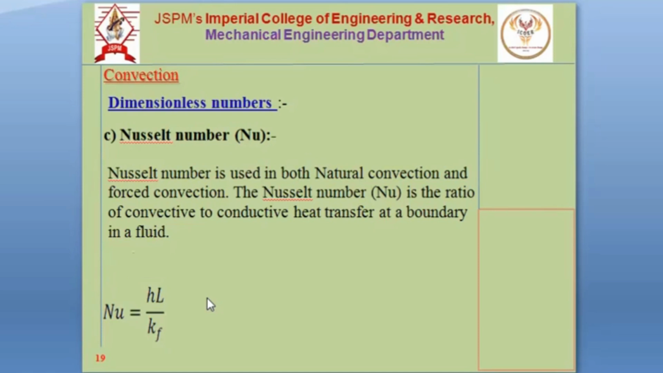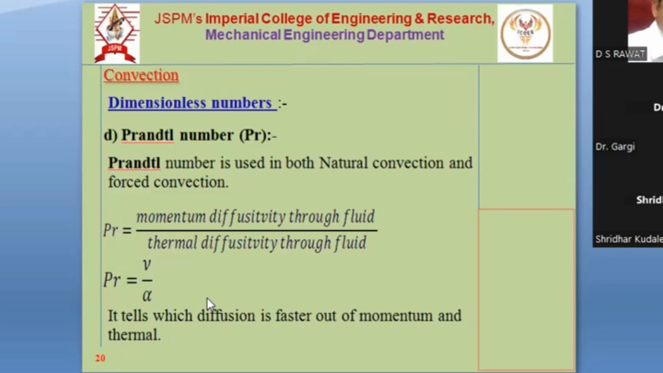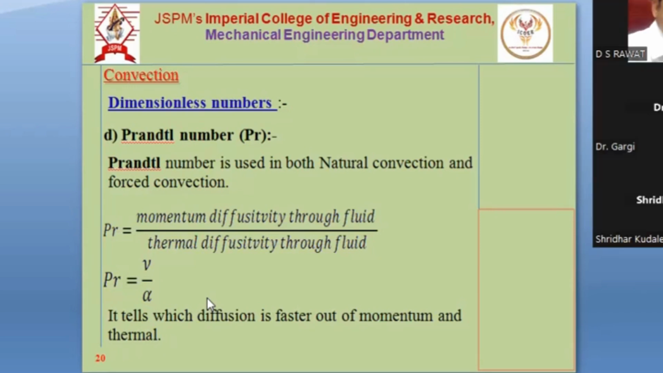So this is the Nusselt number, which comes both in natural convection as well as forced convection. Then comes one number called the Prandtl number. Similar to the Nusselt number, it also appears in both forced as well as natural convection. Reynolds number only occurs in what? Forced convection. Grashof number occurs in natural convection. But Nusselt number and Prandtl number occur in both forced and natural convection.